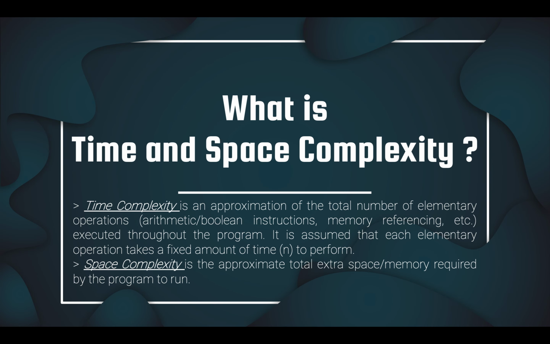To evaluate the performance of an algorithm, we need to calculate time and space complexity. Time complexity is an approximation of the total number of elementary operations such as arithmetic, Boolean instructions, memory referencing, and many more executed throughout the program. It is assumed that each elementary operation takes a fixed amount of time to perform. Space complexity is the approximate total extra space or memory required by the program to run. Time and space complexities are important because we never want to run a program that exceeds the amount of memory the system has at any given time.